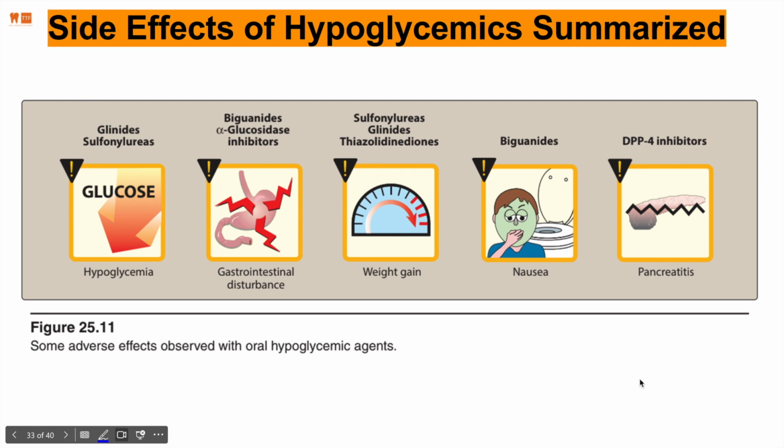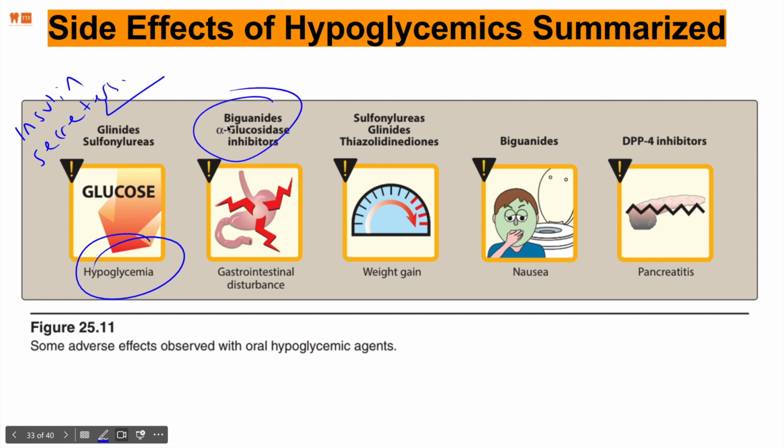Okay. So overall summary, a visual summary of side effects of hypoglycemics. The glinides and sulfonylureas cause hypoglycemia because they are insulin secretagogues. Biguanides and alpha-glucosidase inhibitors affect the GI tract. Remember, biguanide is metformin. Metformin causes weight loss because it reduces appetite. Alpha-glucosidase inhibitors affect the enzymes on the lining of the intestine.